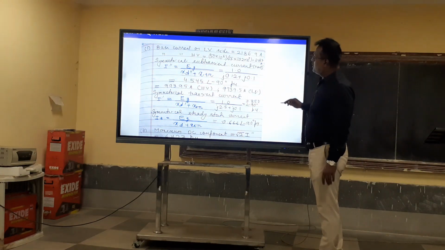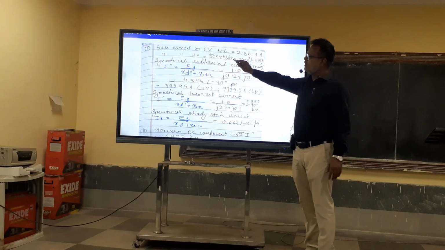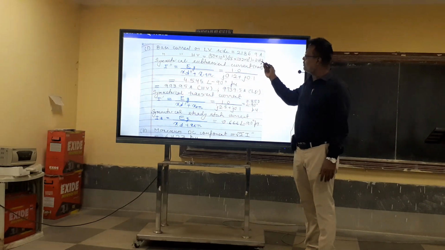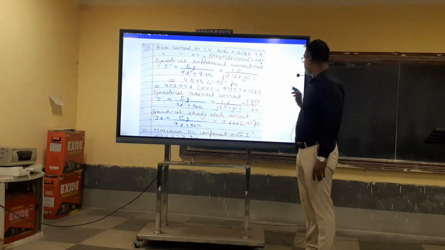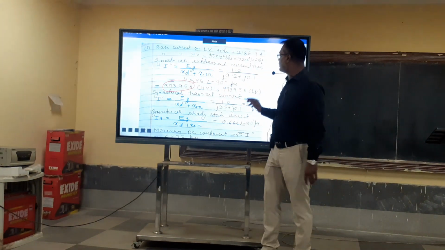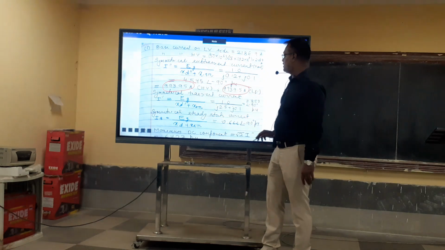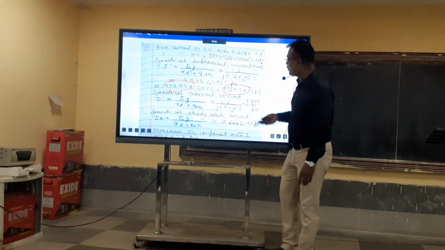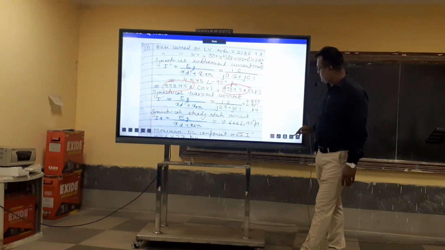And here we are calculating the base current. We multiply the per unit current with the base current to obtain the actual value of the fault current on the high voltage side and the low voltage side. And for the others also we can do the same.